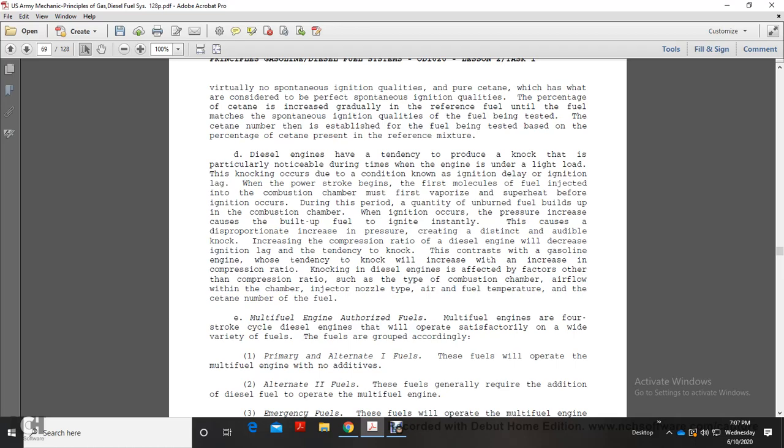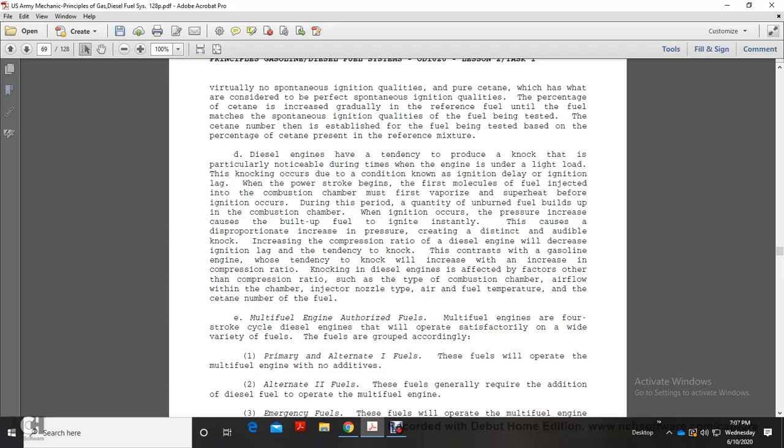During this period of delay, unburned fuel builds up in the combustion chamber. The ignition then causes the pressure curve to rise as the built-up fuel ignites instantly, which will cause a disproportionate increase in pressure, causing a distinct audible knock. Increasing the compression ratio of the diesel engine will decrease the ignition lag and the tendency to knock.